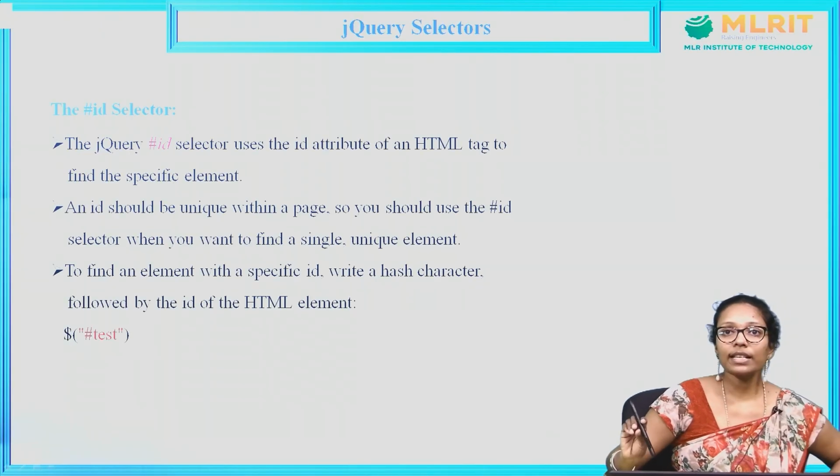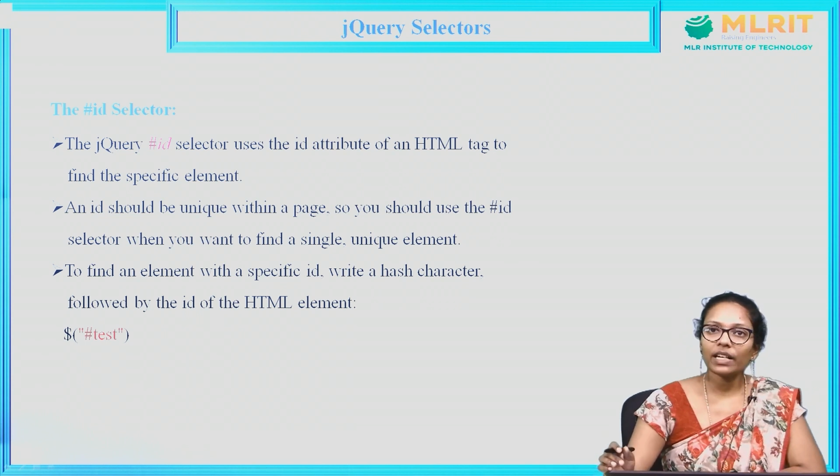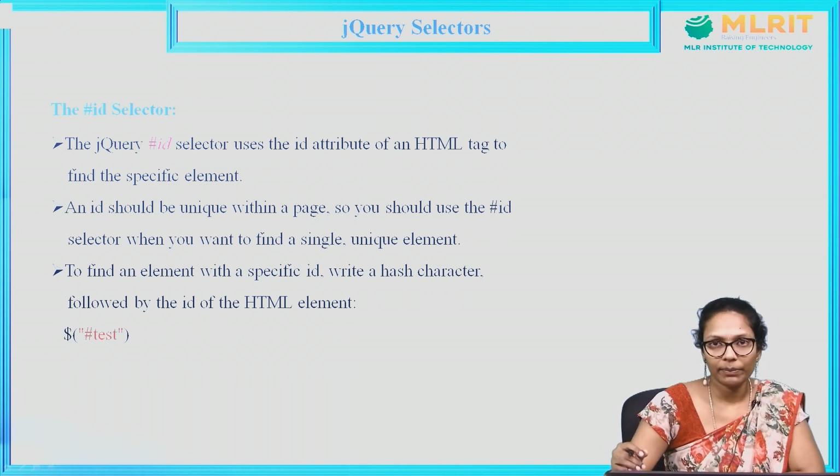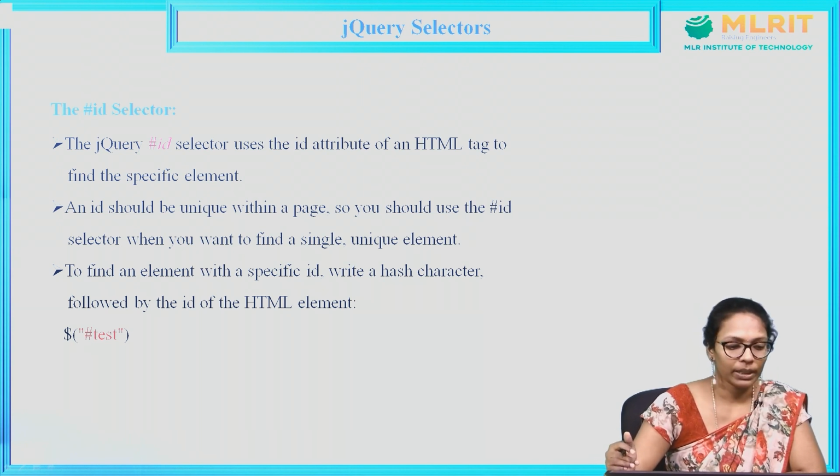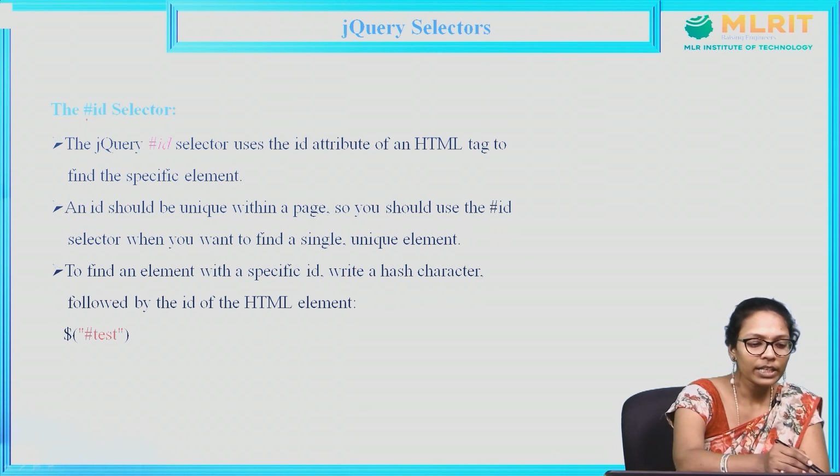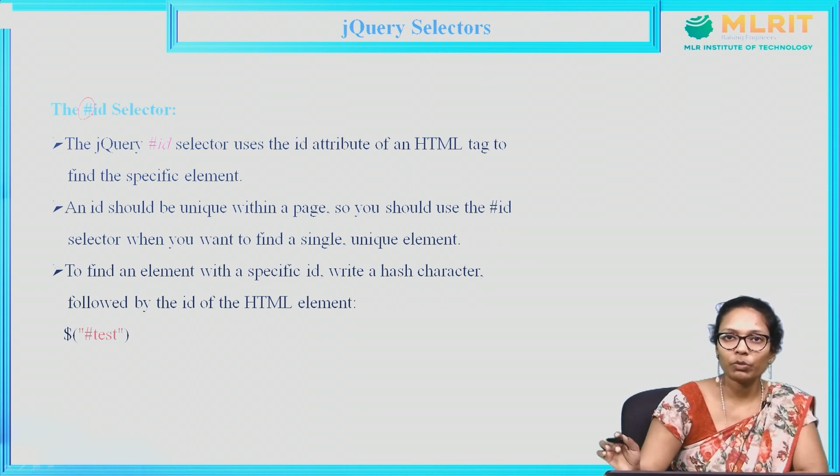So next is ID selector. Previously we have selected the elements based on the tag name. Now we are going to give some ID to a particular element, and based on that ID you are going to select the element. If it is an ID, you should indicate a symbol called hash before that ID.